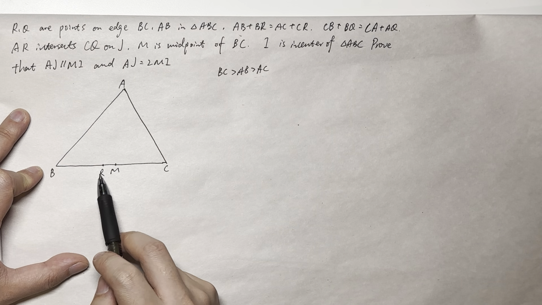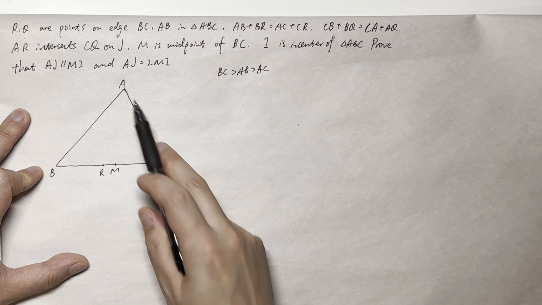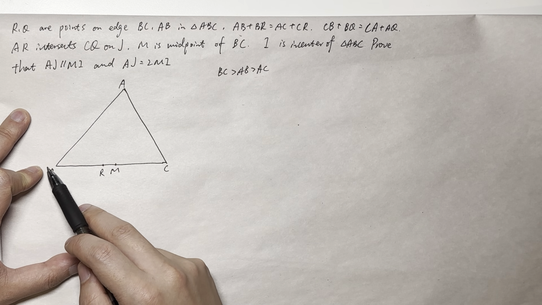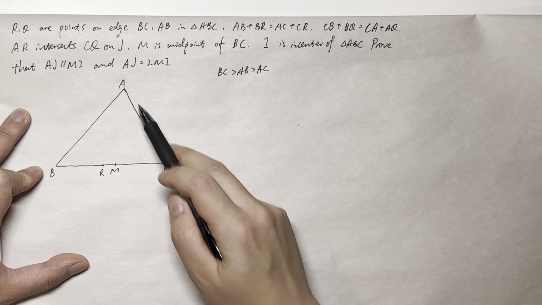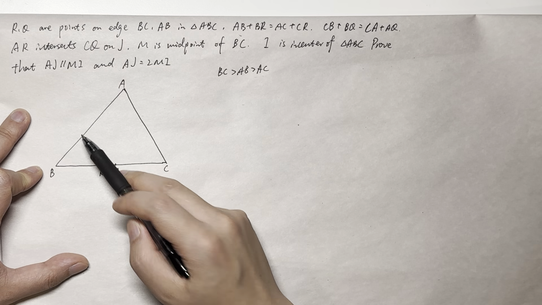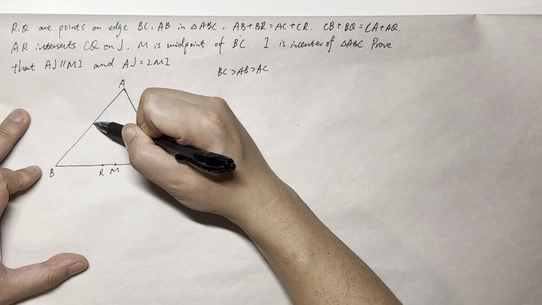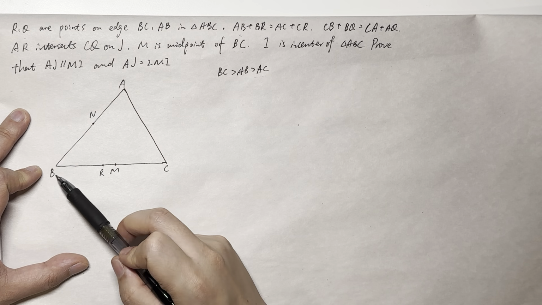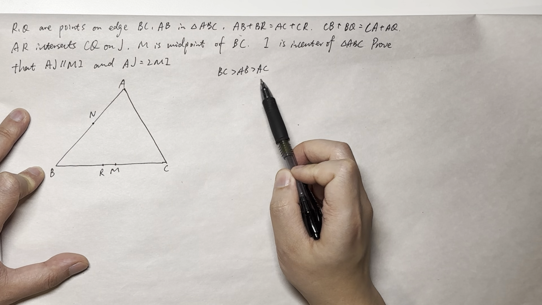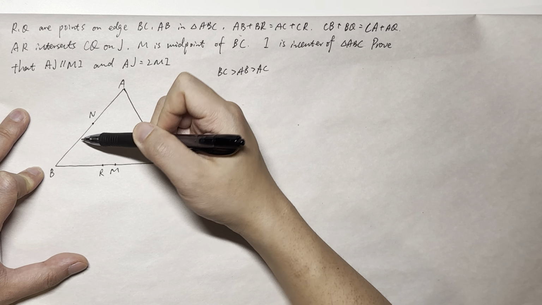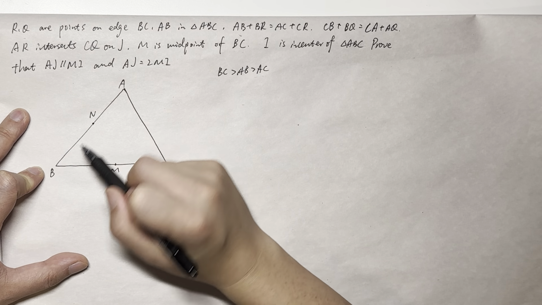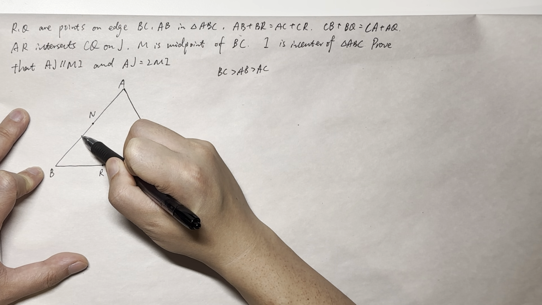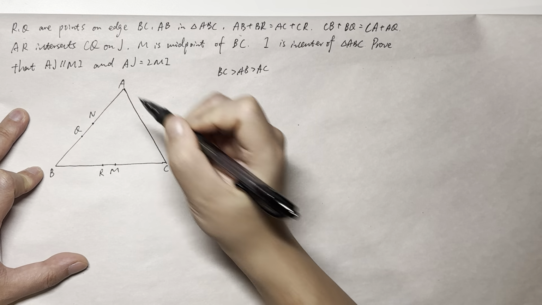We have AB plus BR equals AC plus CR. And we have CB plus BQ equals AC plus AQ, which means if we assume the midpoint here as N, because BC is larger than AC, right? So that point Q should be on the bottom side of the point N. Let's assume it's here. That is Q.